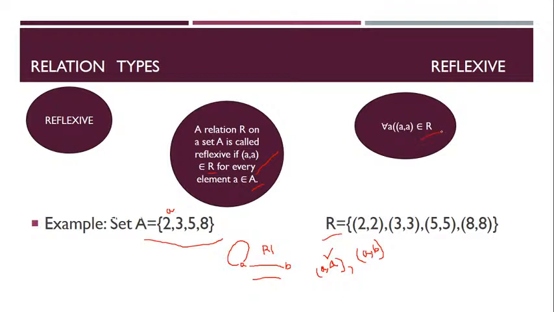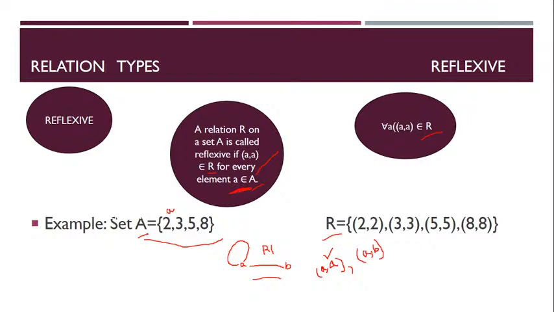That is, for all a belongs to A. That means whichever element is present in the set A, this small a belongs to capital A. So for every element present in capital A, we must have the self loop. Fine. So this way, the reflexive relation is there.